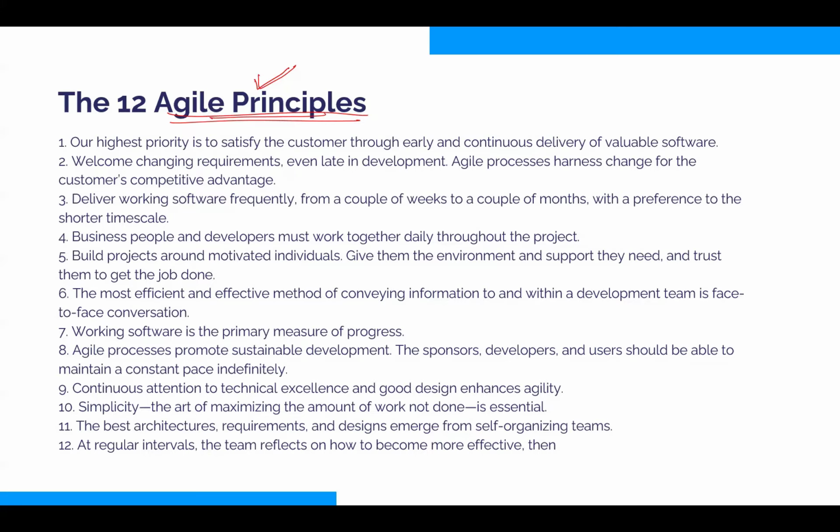Okay, principle number 1. Our highest priority is to satisfy the customer through early and continuous delivery. This is principle number 1 in Agile. That is, we don't wait till the end of the project. We keep delivering. We deliver early, that is, release, and keep delivering, with frequent releases. That's what it means.